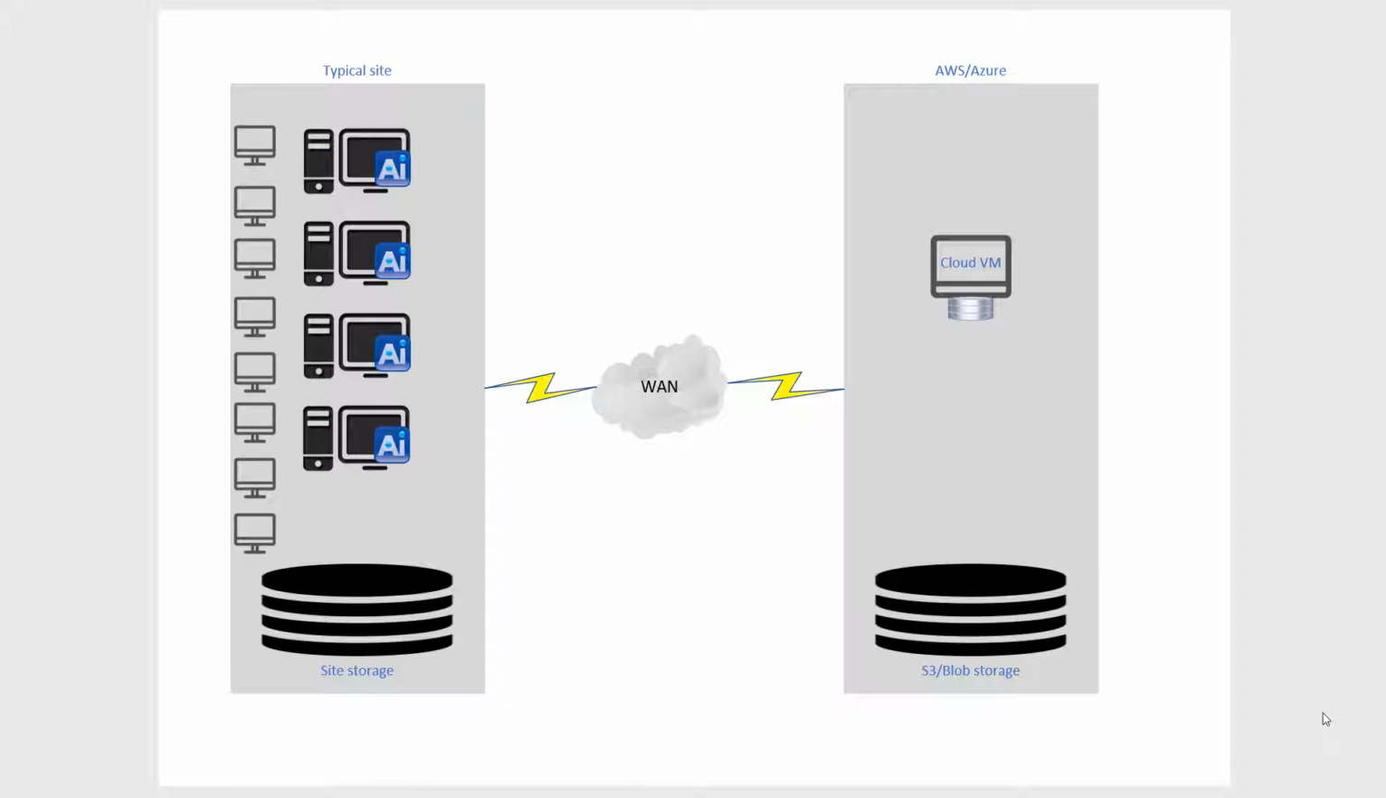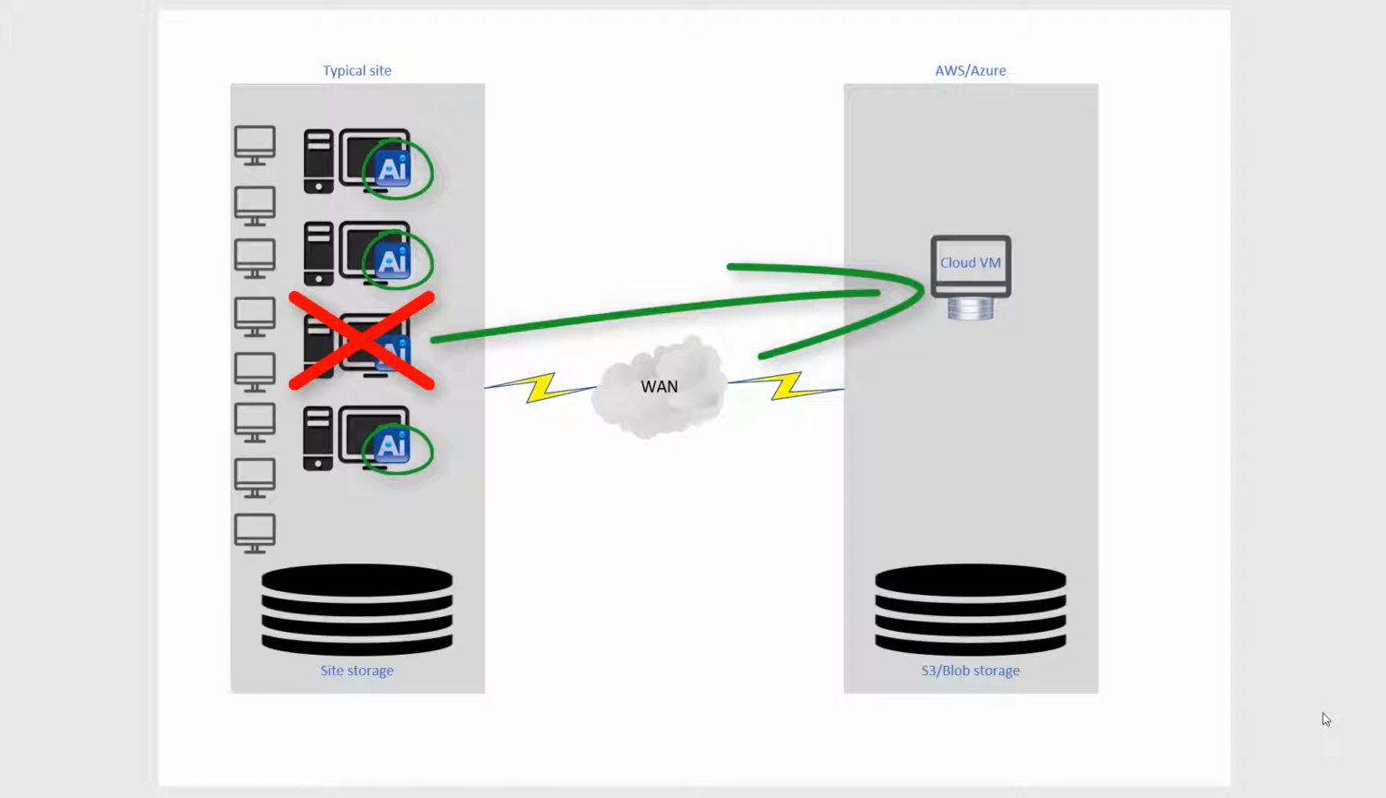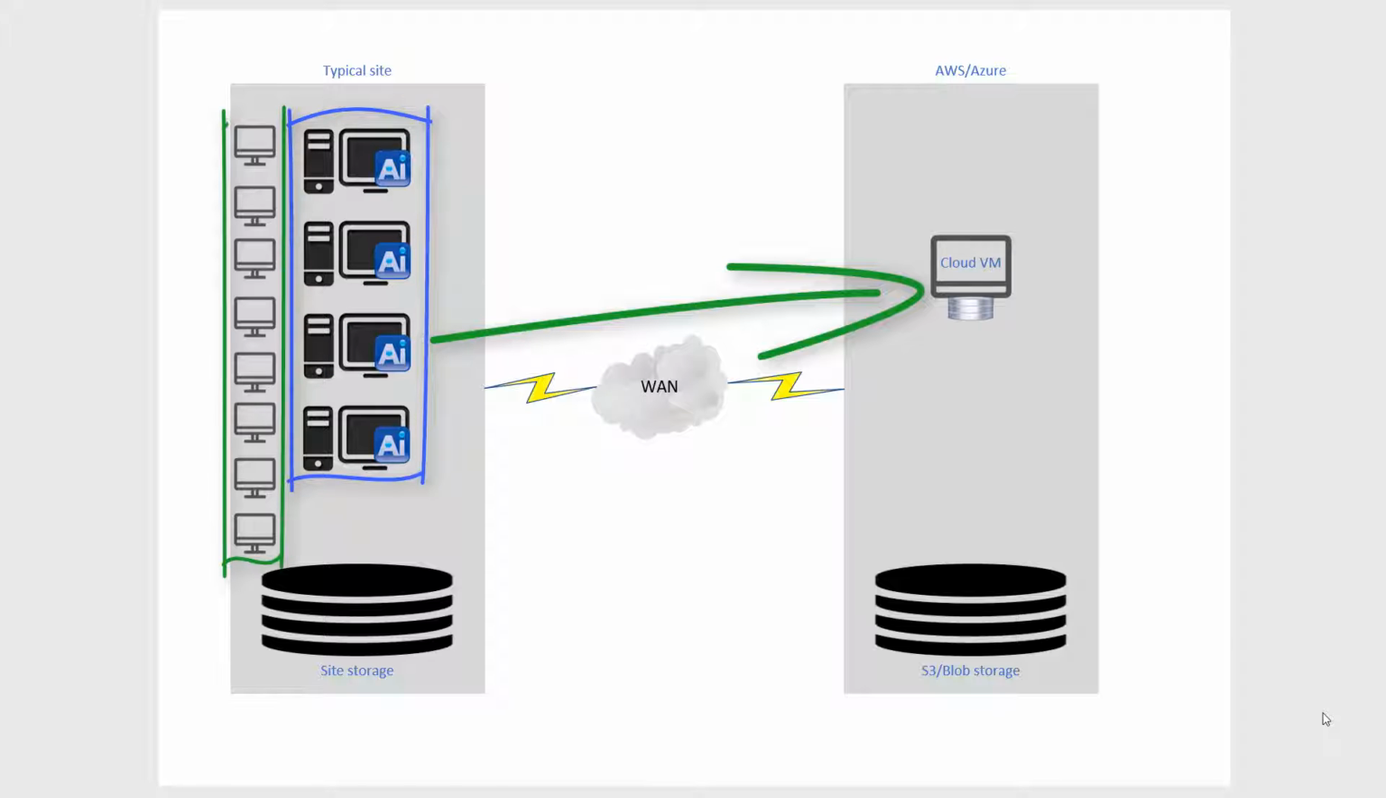Hello. In this video, we will look at the ActiveImage Protector feature, which allows us to recover a compromised source machine into public clouds, AWS and/or Microsoft Azure. The feature works with physical and virtual source machines.